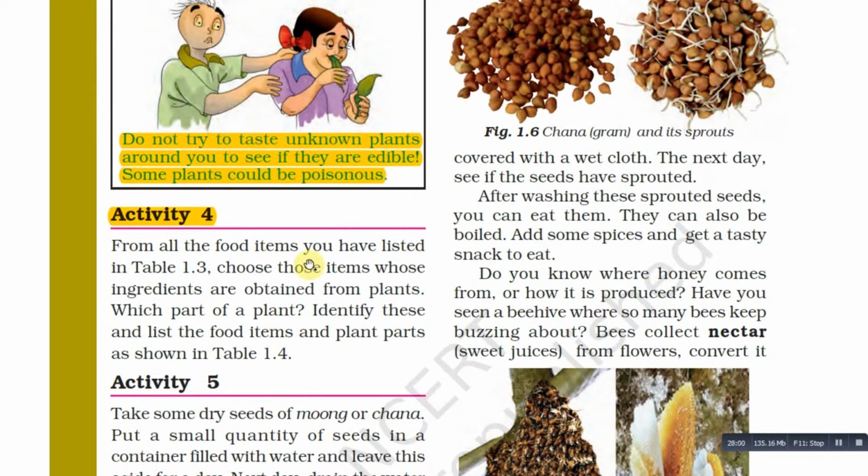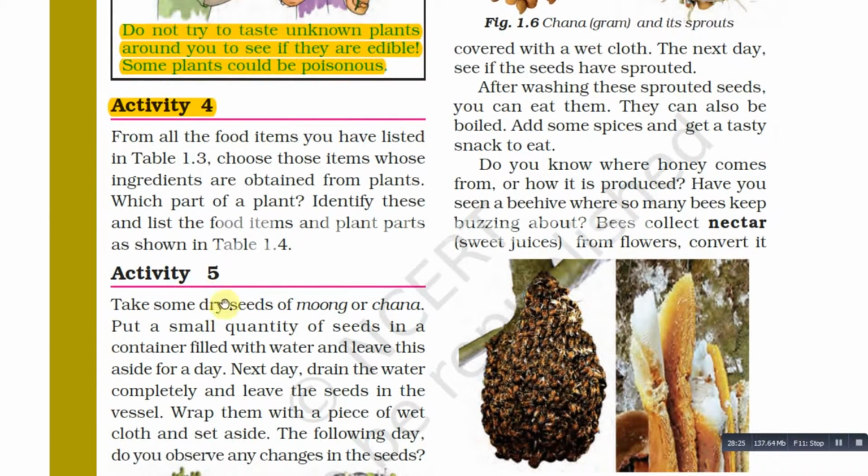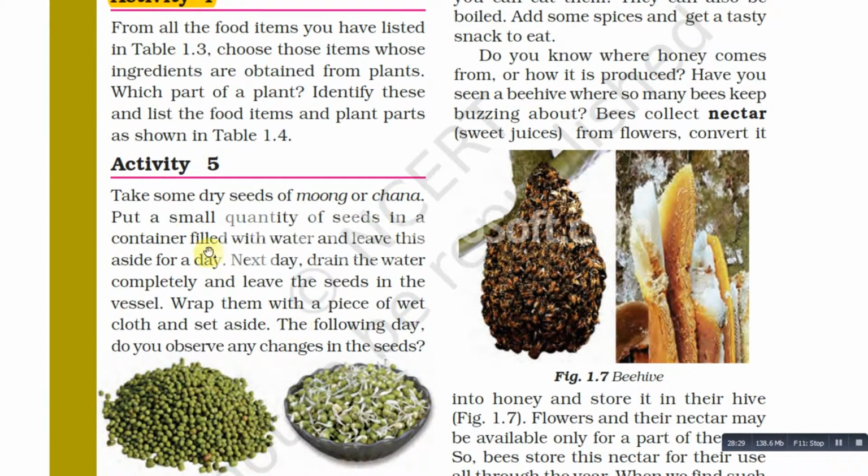Okay, now activity 4. From all the food items you have listed in the table, choose items whose ingredients are obtained from plants. Which part of a plant? Identify these and list the food items and plant parts as shown in table 1.4. That table I told you that you have to make. Now this is a very good activity. You can do it at your home also.